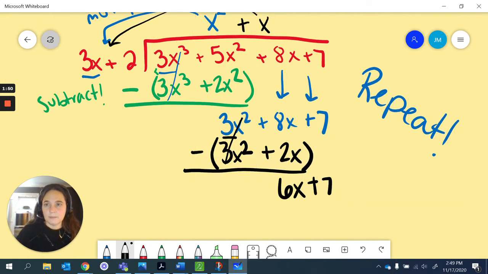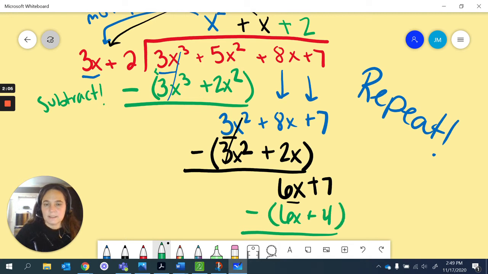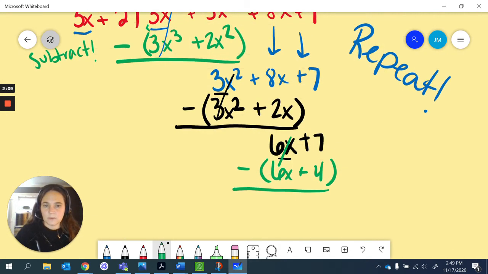And repeat. 3x times what would give me 6x? That would be times a 2. 2 times 3x is 6x. 2 times 2 is 4. And then you subtract. 6x take away 6x is 0. 7 take away 4 is 3. There's nothing you could multiply 3x by to get a 3, so this is your remainder.